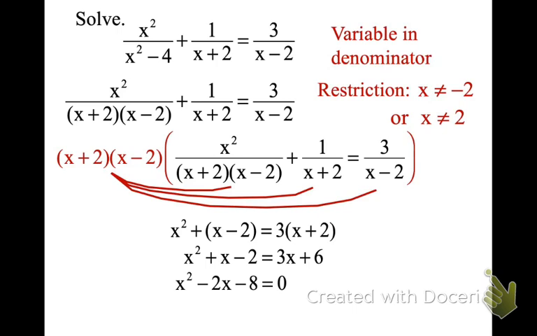Nice and easy to factor. What multiplies to -8 and adds to 2? -4 and +2. So x is equal to 4 and x is equal to -2, but only one of those works.